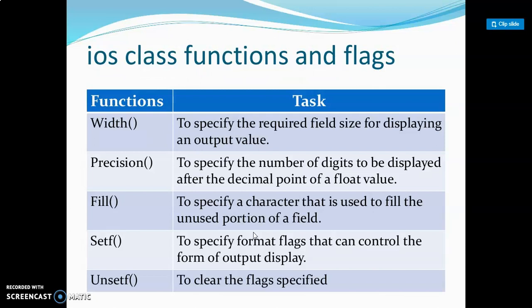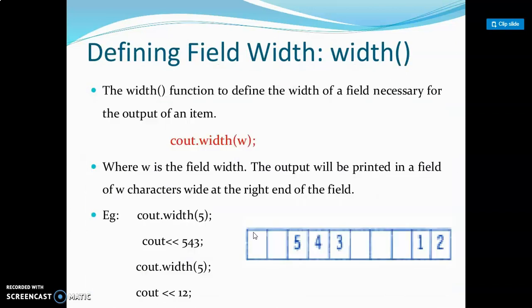The first one is width(), to specify the required field size for displaying an output value. The second one is precision(), to specify the number of digits to be displayed after the decimal point of a float value. And then fill(), to specify the character that is used to fill the unused portion of a field. And then setf(), to specify format flags that can control the form of output display. And then unsetf(), to clear the flag specified.